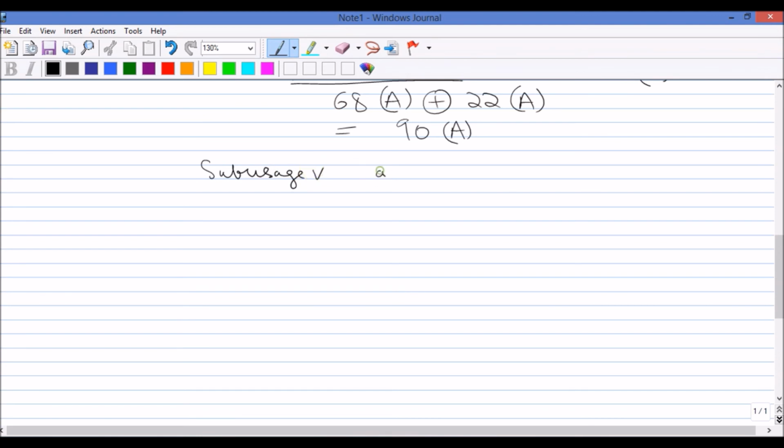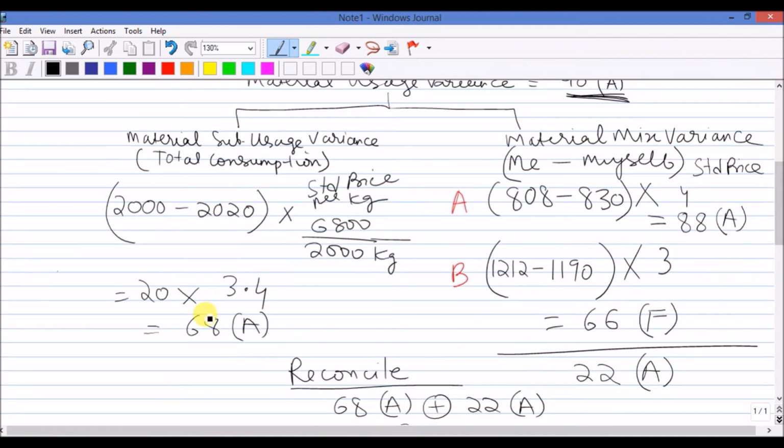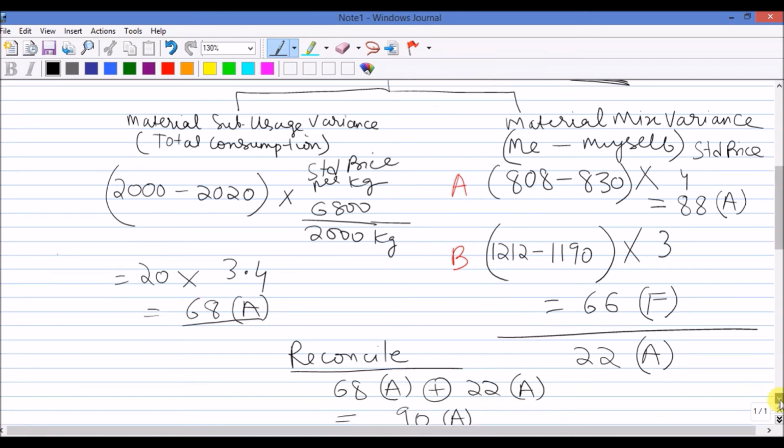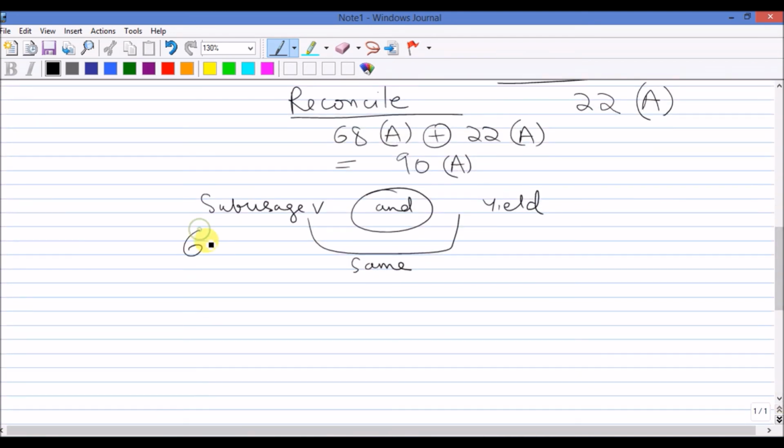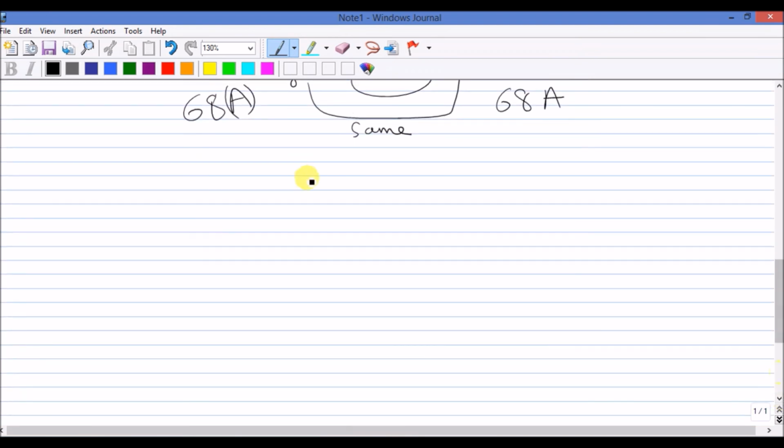variance and the yield variance are one and the same. It means if the answer of sub usage is 68 adverse, so the answer of yield is also 68 adverse, but we need to find the yield variance. So I'm going to do material yield variance.